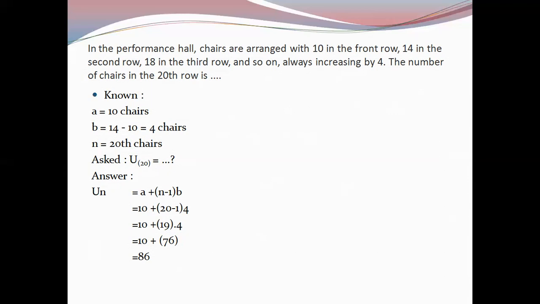Okay, the formula is Un equals a plus (n minus 1)b. Input a is 10, n is 20, and b is 4. Then it becomes 10 plus (n minus 1) times b, which is 10 plus 19 times 4. Okay, that is 10 plus 76, which is 86.